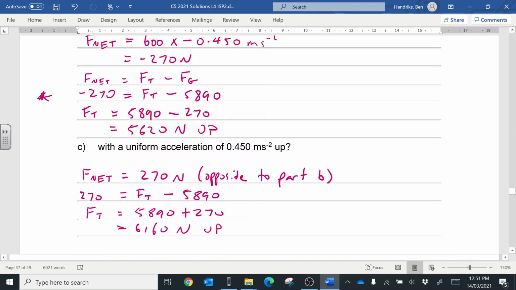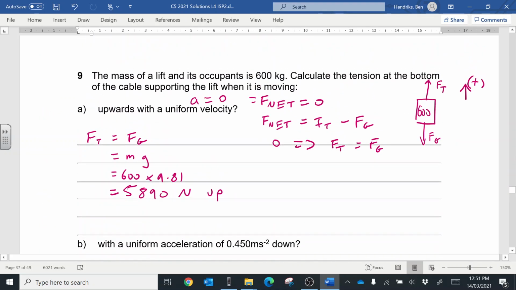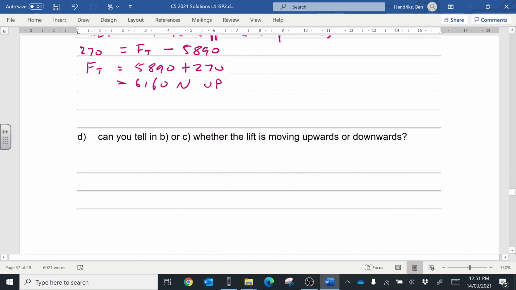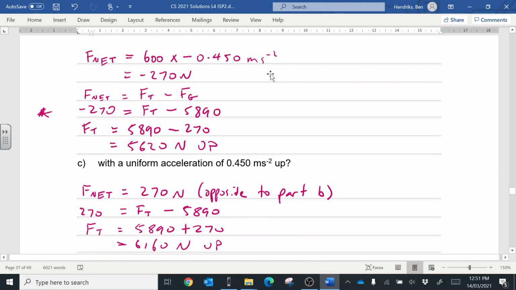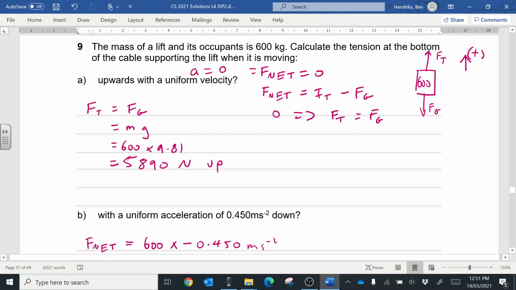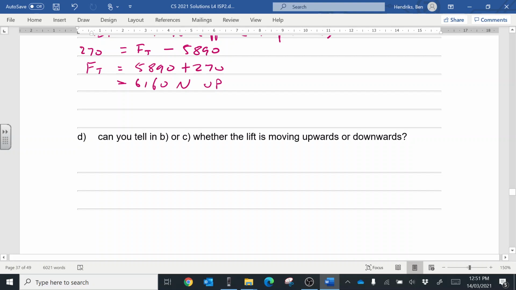Same with C as well. So we can't actually tell, because we don't know what the initial velocity was. Because in our first one we said it was moving upwards with a uniform velocity. But this force would have been the same if it was moving downwards with a uniform velocity as well, just because the forces are balanced. This force would have been the same if it was not moving at all, if it was just at rest. Okay, so the key thing is, no, we cannot.